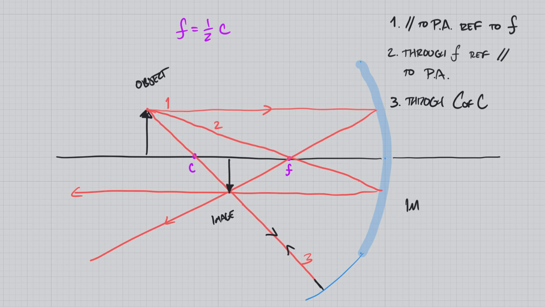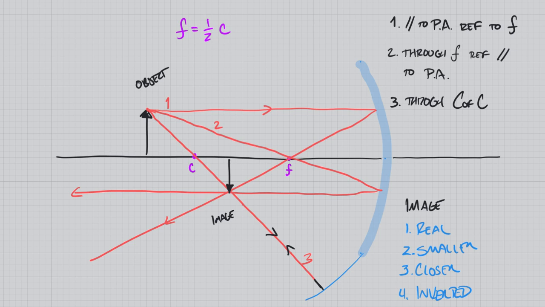Now this image is going to have some characteristics that we need to understand. The first one is that it is a real image. It's going to be able to be projected onto a screen. The second one is that it is smaller. It is smaller in terms of size than my object, and I can tell that this is 2 large squares up. This one is simply 1.5, so it's a smaller image. The third one is that the image is closer to the mirror than my object. It is closer to this point here than my object. And the last one is that it is inverted. So it is upside down compared to my object.